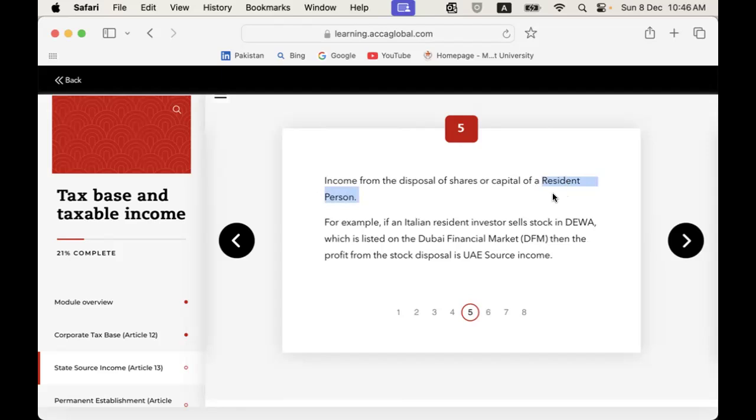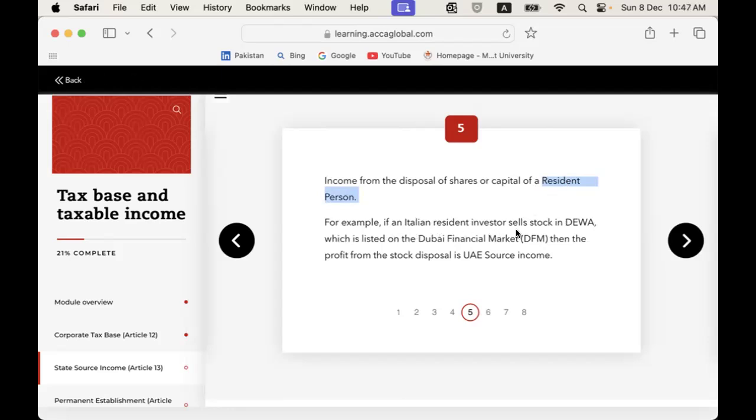Okay. So some non-resident had done an investment in, let's say, Mubadala or some other listed company, Majid Al Futtaim, etc. Later on, that non-resident person disposed the shares of that company. Any gain, any income, that distributive share, anything that comes in, that will be taxable in UAE. It is still a foreign source income.